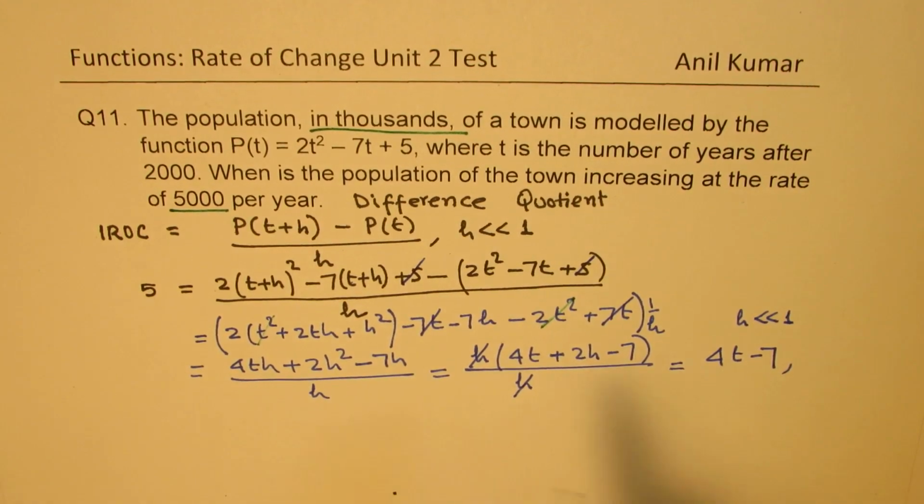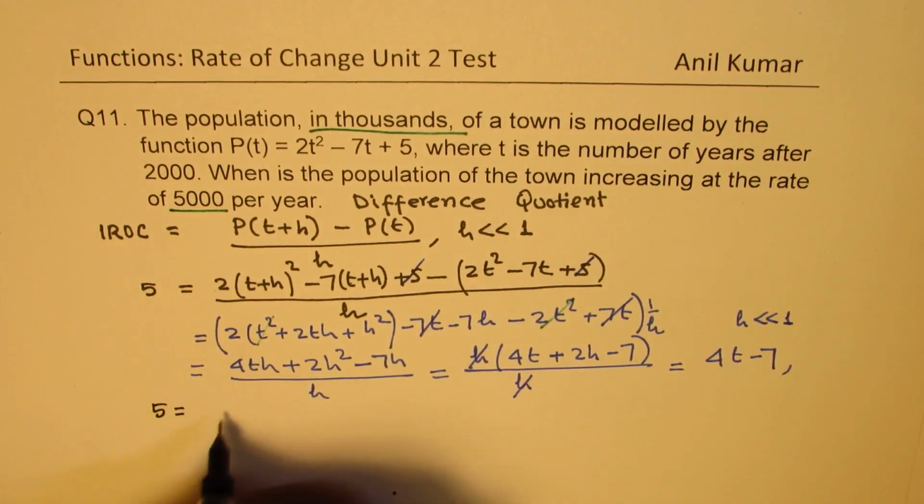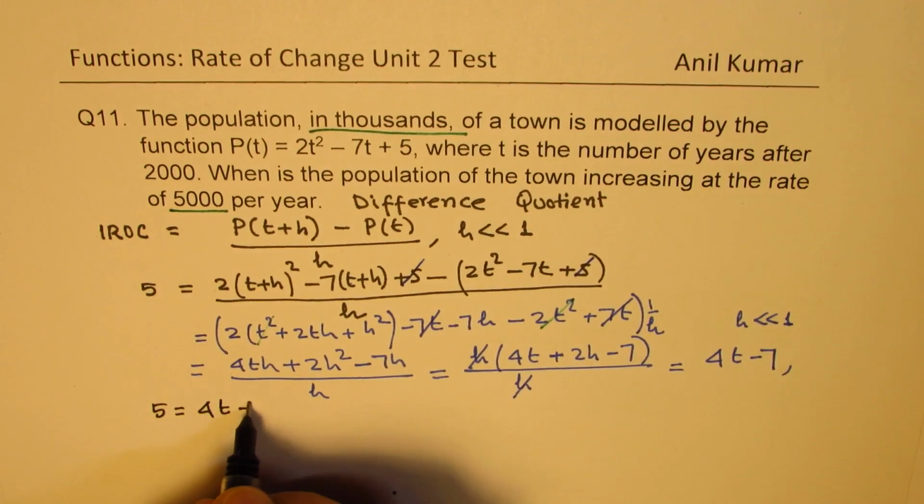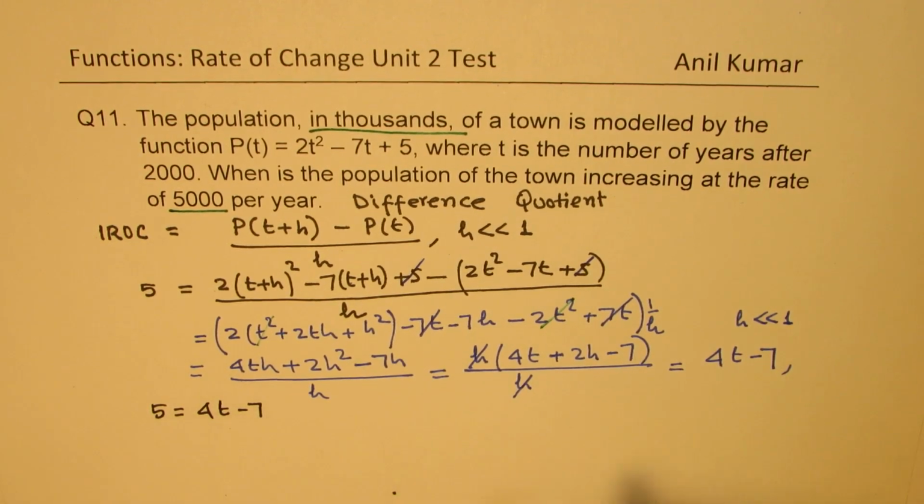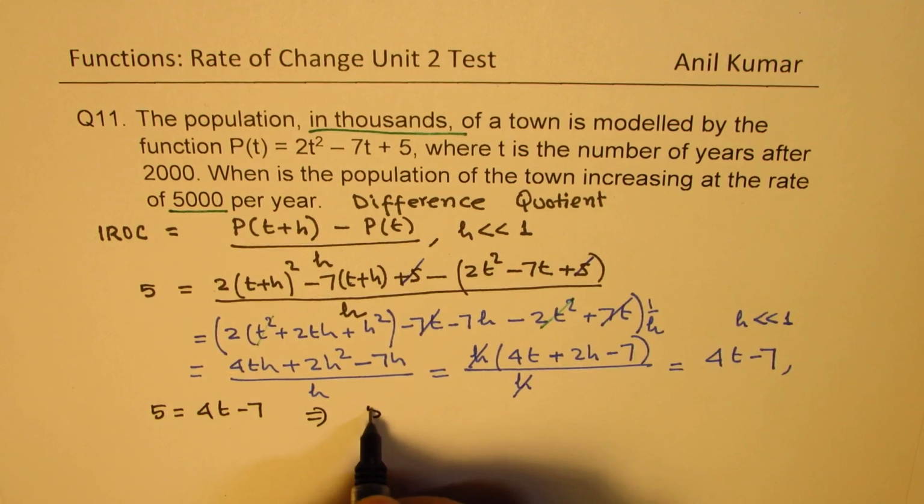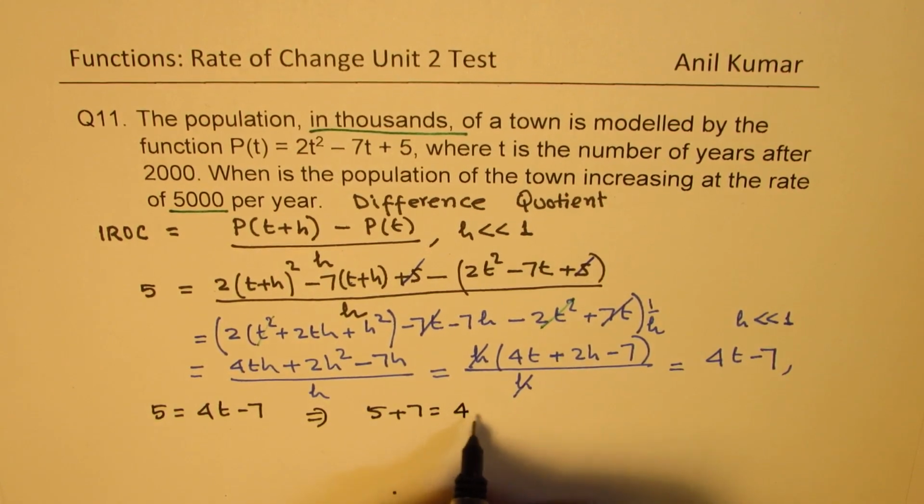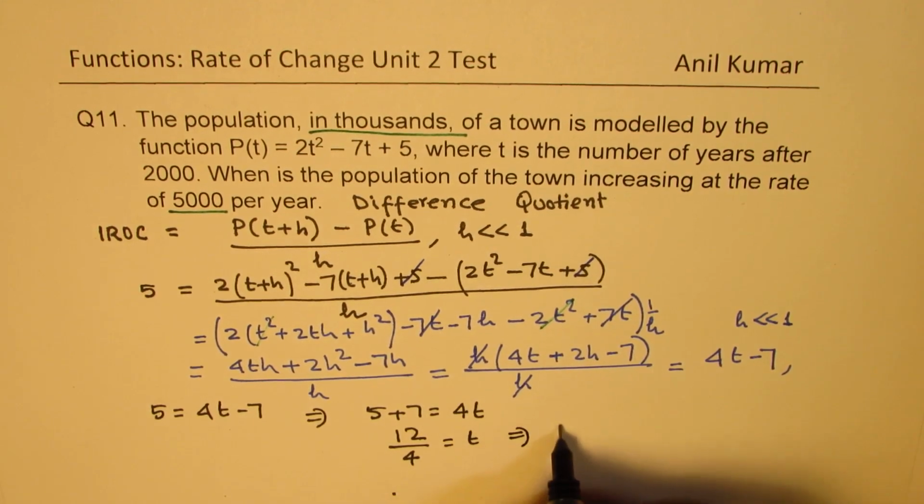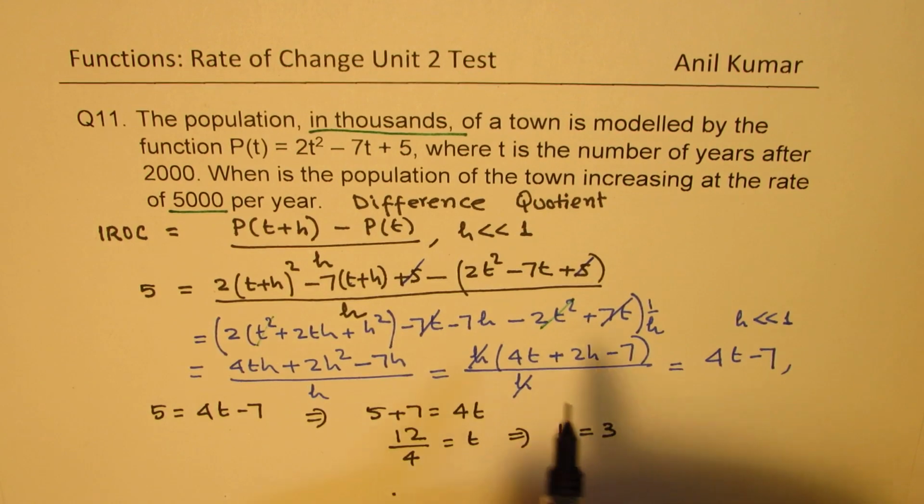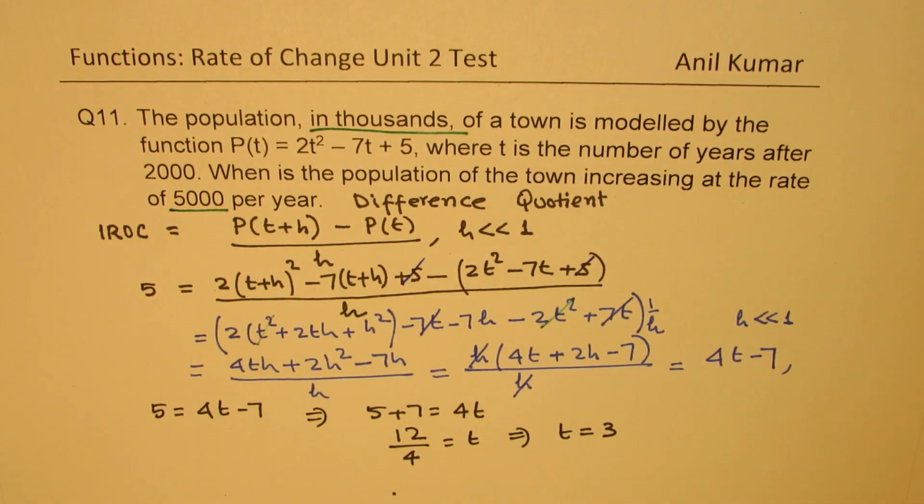Now we'll solve this equation: 5 equals 4t minus 7. Bringing 7 to this side, we get 5 plus 7 equals 4t, which is 12. So 12 divided by 4 is equal to t, and that gives us t equals 3. So after 3 years, the rate of change will be 5,000 per year.